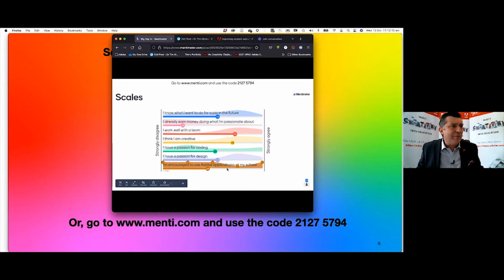I'm encouraged to use Adobe applications at my school. I'm very pleased to see that 4 of you agree that you are encouraged. It's a little bit discouraging to see that quite a few of you are not encouraged to use Adobe applications, especially when New South Wales is probably the one state in the world that has the most access to Adobe tools in their schools. So that's really cool. Yeah, look, that's fantastic. Thank you for sharing that.